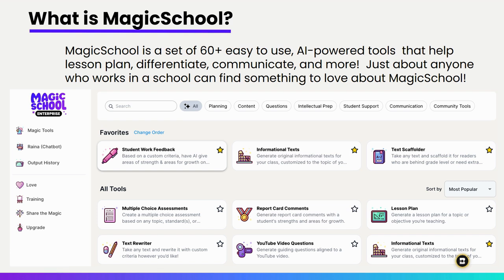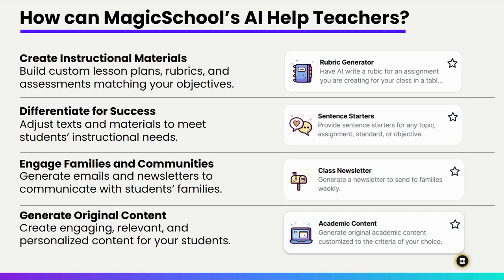This is kind of what it looks like. There are 60 plus, I think there are 80 now actually, AI powered tools that can help you with lesson planning. And you can see some of the choices: student work feedback, informational text, the text scaffolder, lesson planning, report card comments. So many things for all subjects as well. And how can it help teachers? It can create instructional materials, differentiate for success, engage families and communities, and generate original content. So there are some of the choices over here.